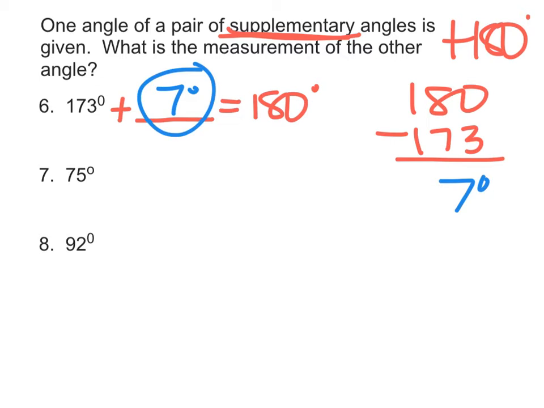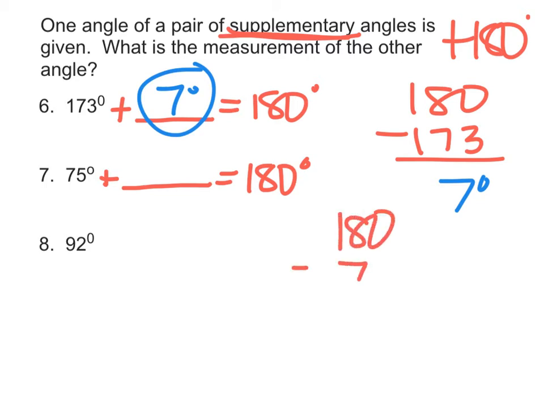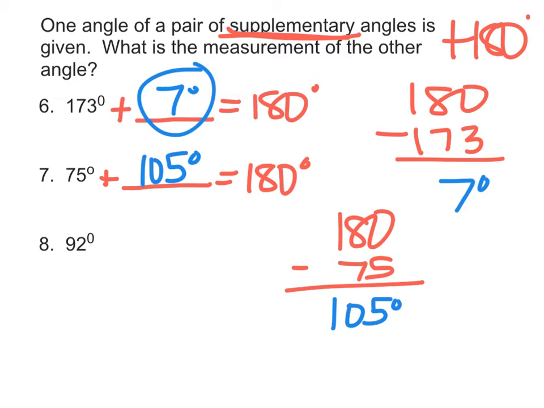Okay, so 75. So we know 75 plus something should equal 180 because we're looking for supplementary. So take 180, subtract the angle that you have. Okay, so 180 minus 75 should leave you with 105. So 105 and 75 are supplementary angles because they add up to equal 180.